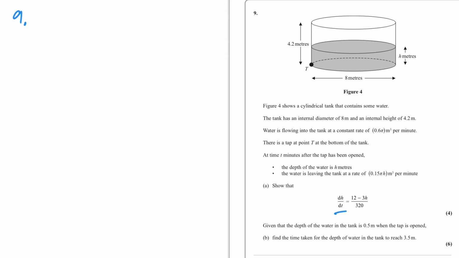So with this one we're looking at the rate of change of the height. So let's start by thinking about what we know. So volume, pi r squared h. We know the radius is 4, so 16 pi h is my volume. And I can also get a dV by dh, which will be 16 pi. That might be useful later.